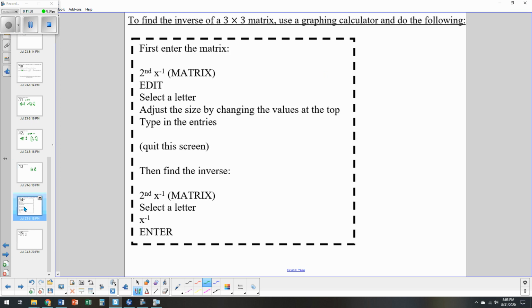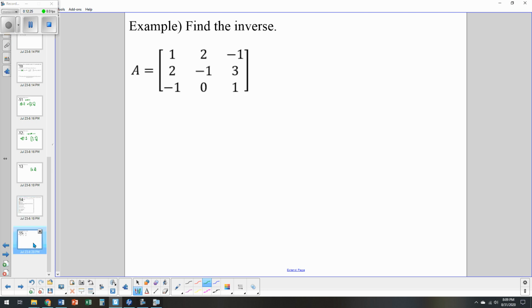To find the inverse of a 3 by 3 matrix, we're only going to do it with a graphing calculator. So again, we're going to do the same steps we did to enter the matrix. We're going to go to second x to the negative 1, which is matrix. We're going to edit whichever matrix we want to do, change the size if we need to, type in the entries. And then all we have to do is select the letter of the matrix and raise it to the negative 1 power. So we're going to do that for this matrix right here.